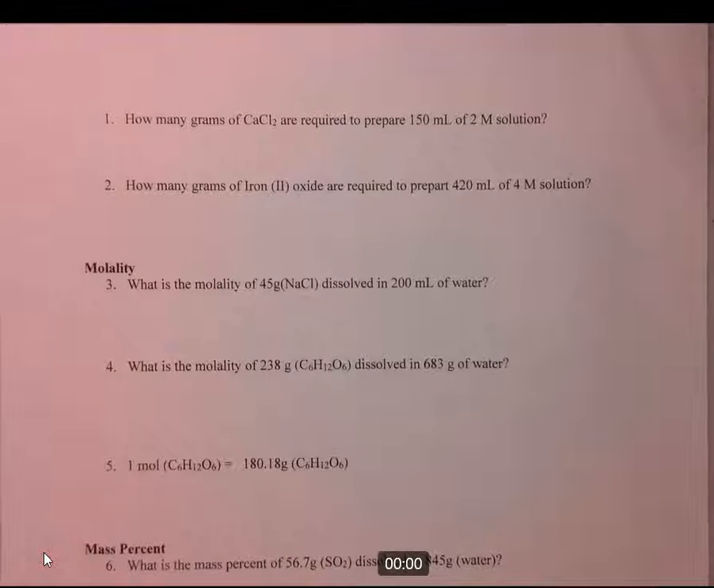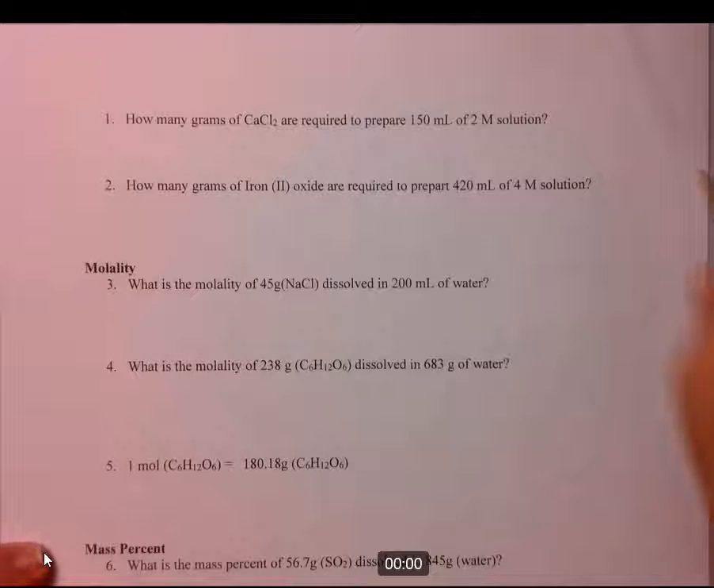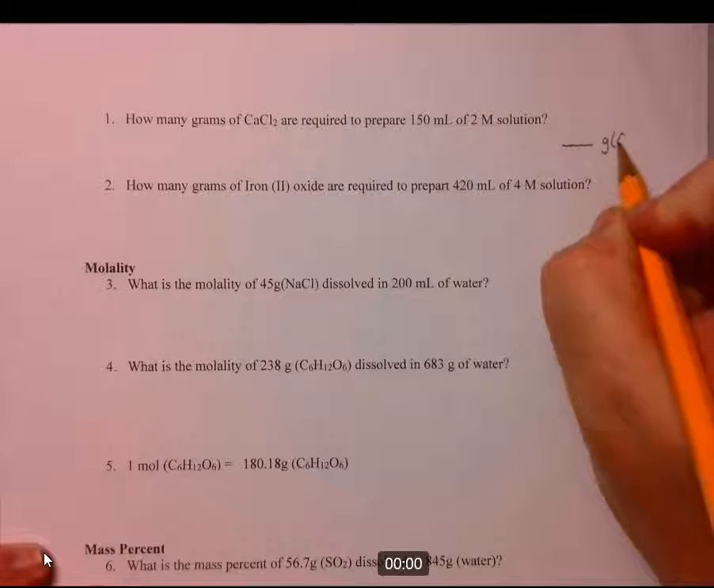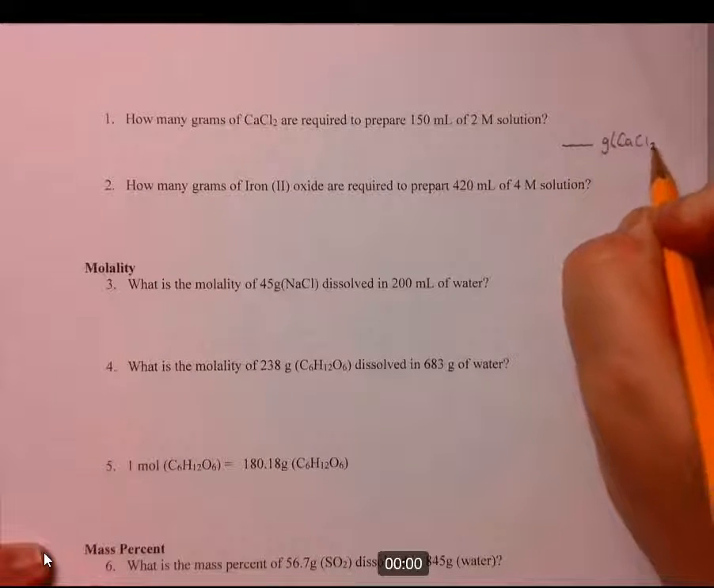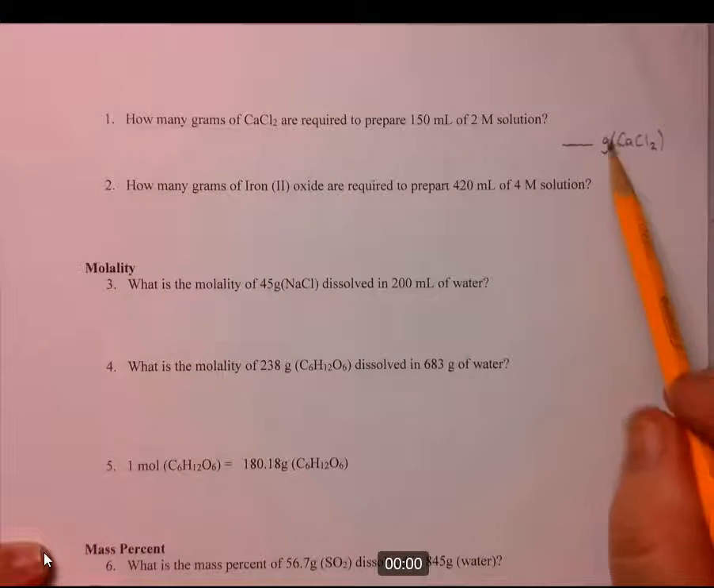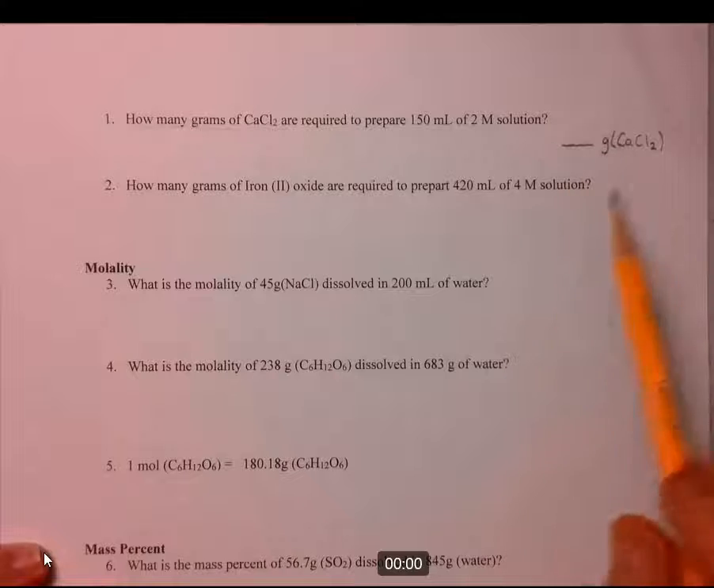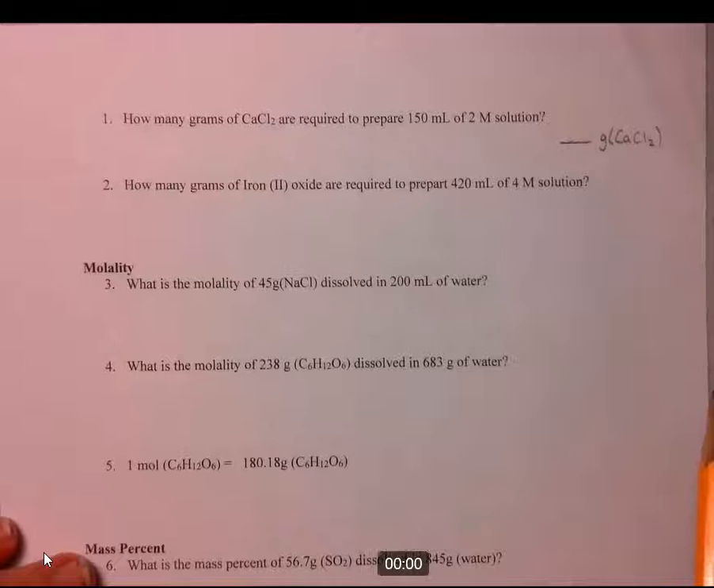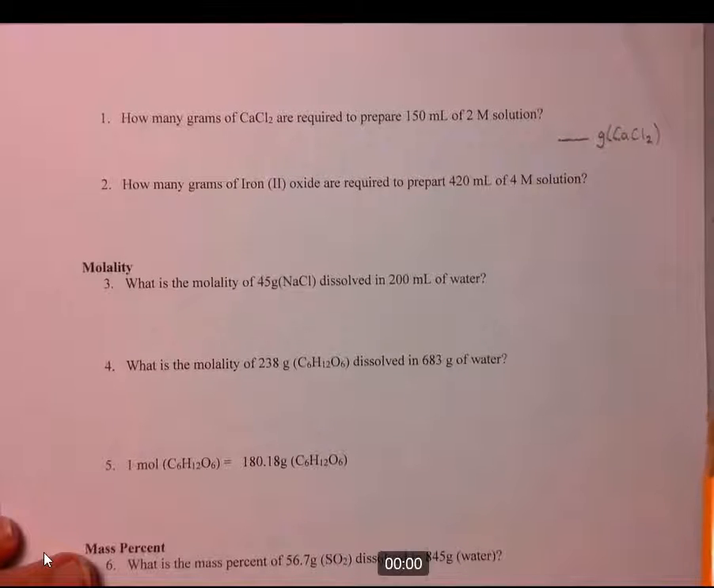We'll go ahead with number 1. How many grams of CaCl2 are required to prepare 150 milliliters of 2 molar solution? Okay, so what are we trying to find? We're trying to find grams of calcium chloride, because that's what it's asking. How many grams of this? So that's all you're looking for. There's no denominator on this, so we're going to end up with just grams of calcium chloride.